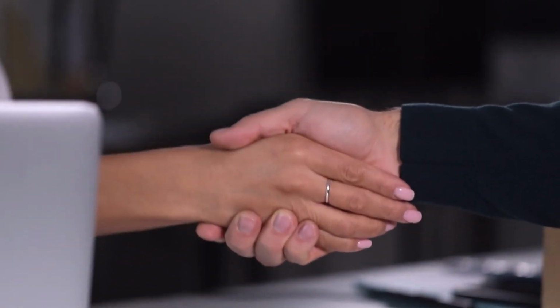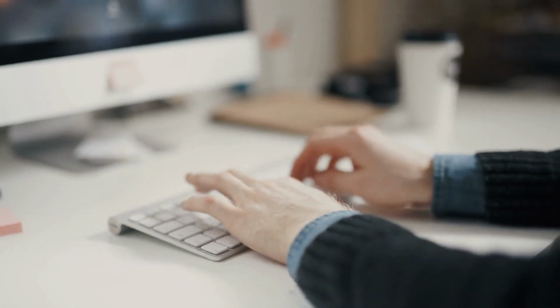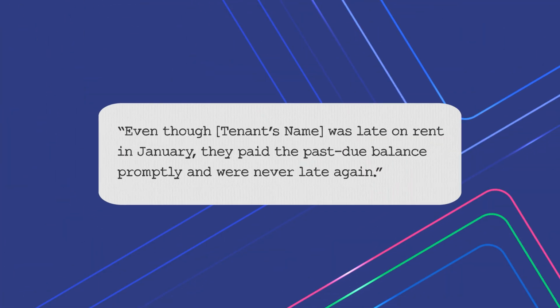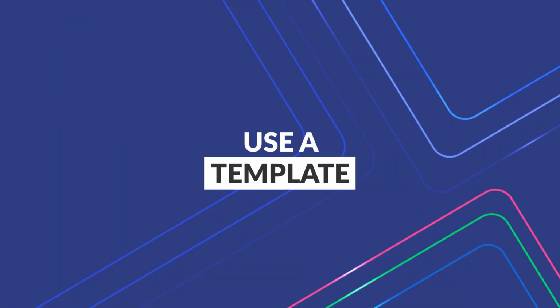One last thing to note here is that if you have had a hiccup with your relationship with the tenant that was subsequently resolved, that's something you should definitely address in your closing statement. For example, if a tenant was late on rent 1 month, you could say something like this. Even though said tenant was late on rent in January, they paid the past due balance promptly and were never late again. This kind of statement shows that even though the tenant didn't have a perfect track record while living on your property, there wasn't a pattern of poor behavior, and you'd still rent to them again.